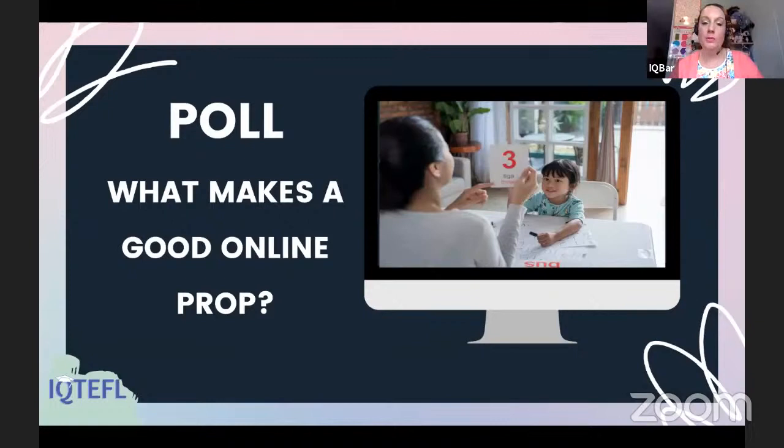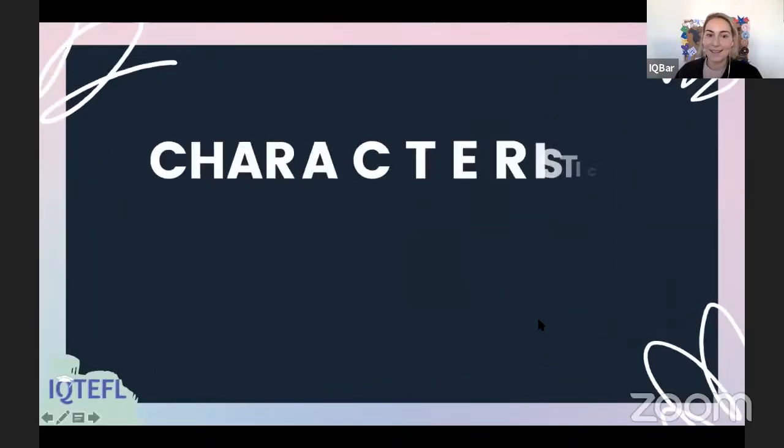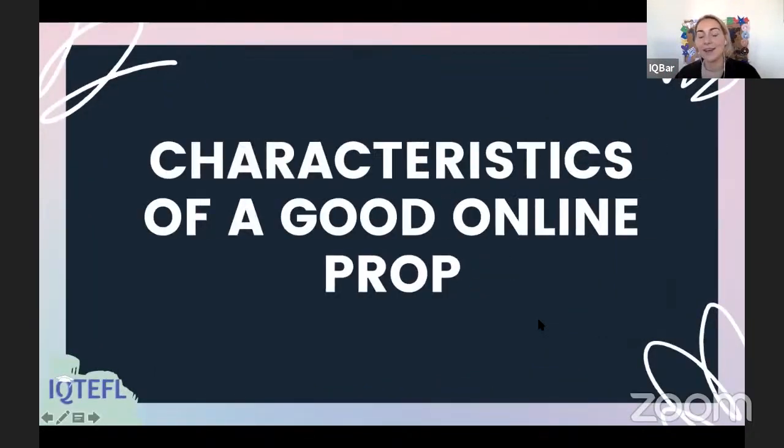Okay, so lots of people are choosing the 3 of them, so that the prop can be used in various ways and situations, that it can engage the learner, and that it can help to improve pronunciation and phonics. But no one has chosen that a prop can be distracting. Well, a good prop. Definitely. Okay, so let's take a look at the characteristics of a good online prop.